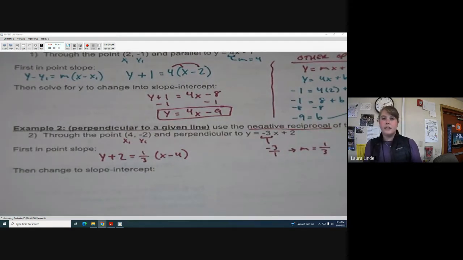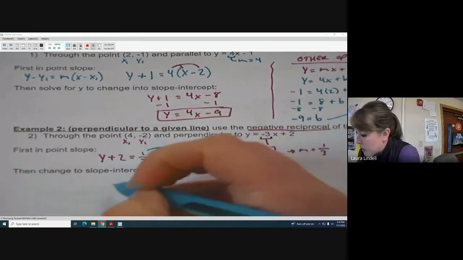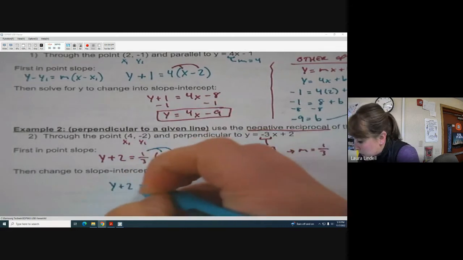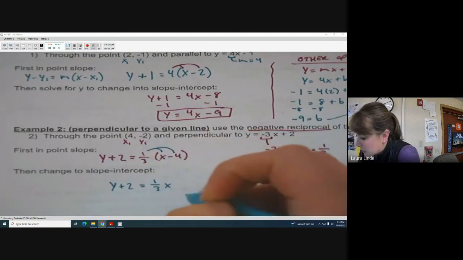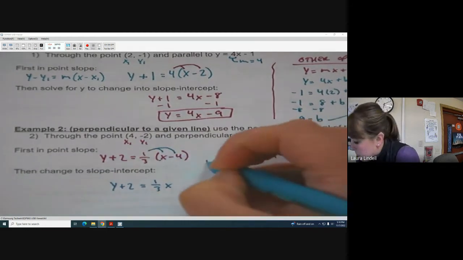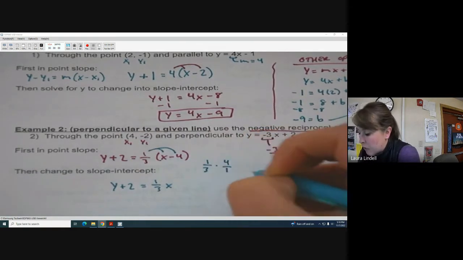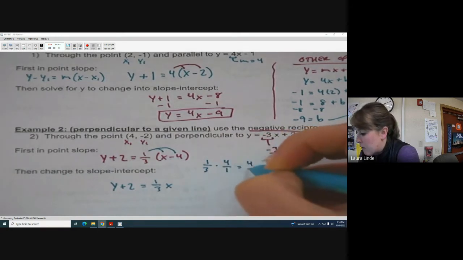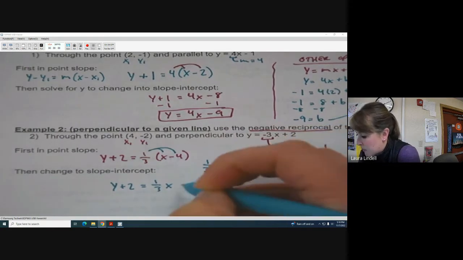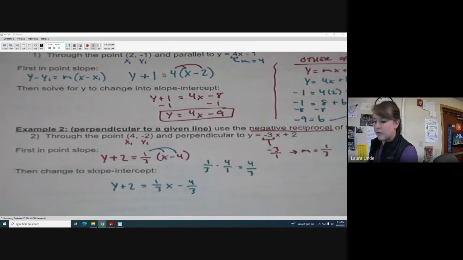Okay, so that's our point slope form. Now we want to change it into slope-intercept. So I'm going to distribute the 1/3. When I do that, we get y plus 2 equals 1/3 x, and then 1/3 times 4 like that. Remember multiplying fractions, 1/3 times 4. 4 is really like 4 over 1. So you can just multiply straight across. 1 times 4 is 4. 3 times 1 is 3. So 1/3 times 4 is 4/3. And since it was -4, it's -4/3.